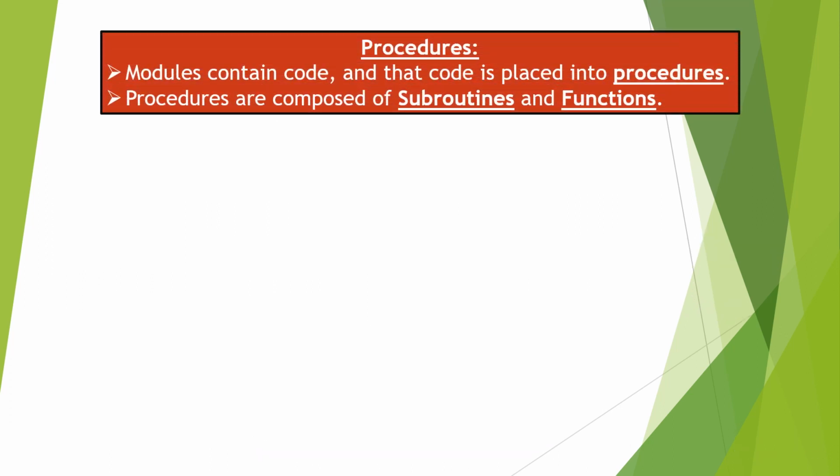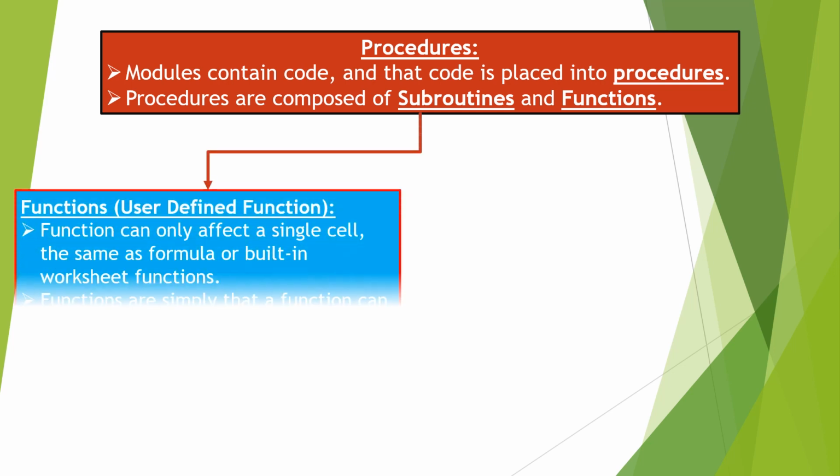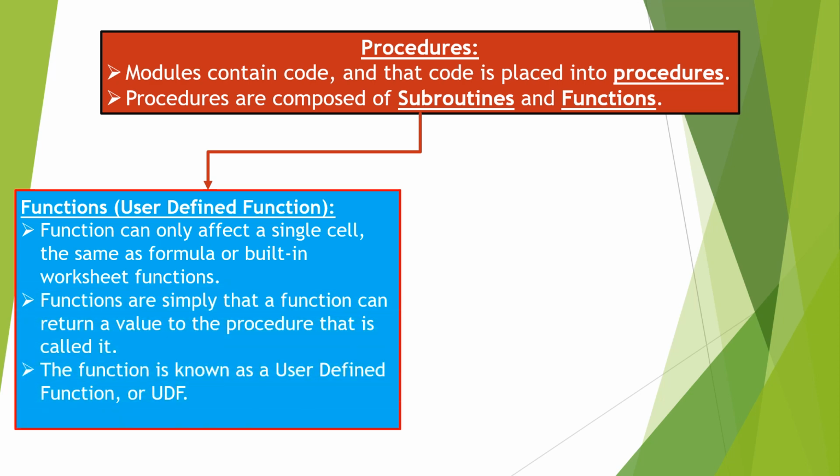Procedures. Modules contain code, and that code is placed into procedures. Procedures are composed of subroutines and functions. Functions: user-defined function. A function can only affect a single cell, the same as a formula or built-in worksheet function. A function can return a value to the procedure that has called it. The function is known as a user-defined function, or UDF.